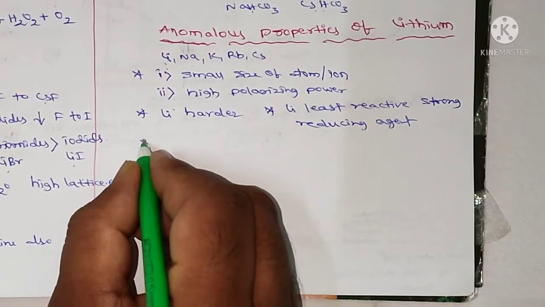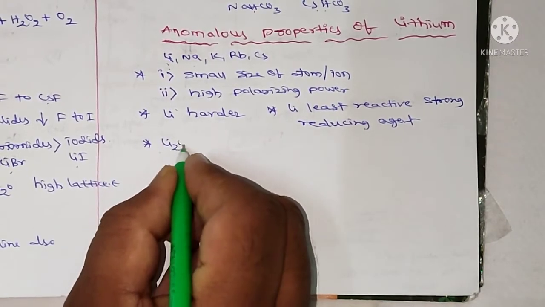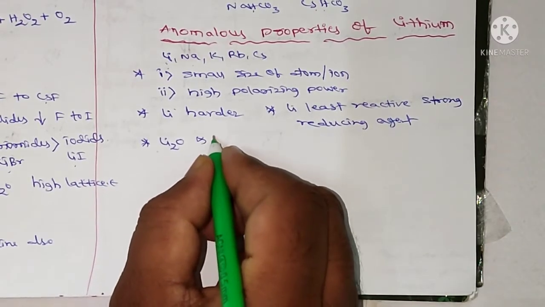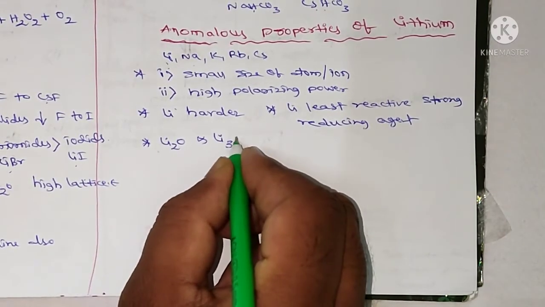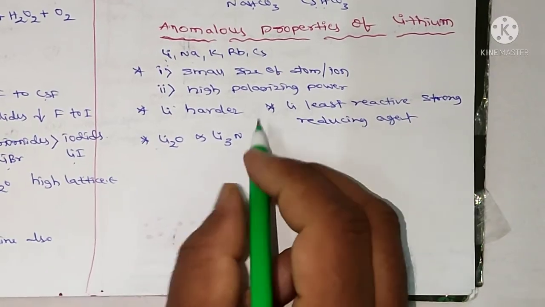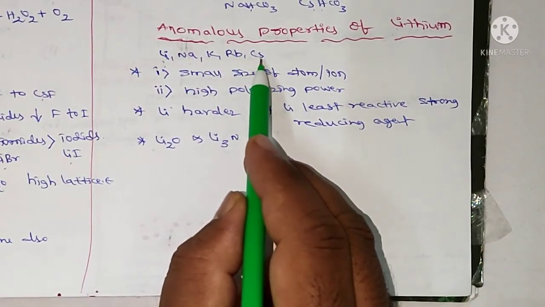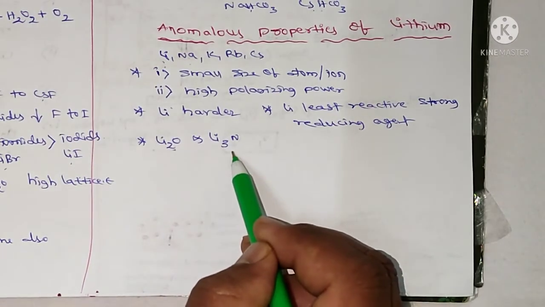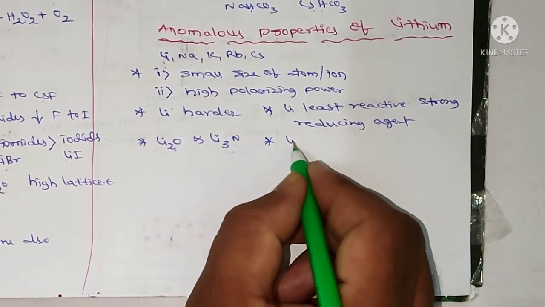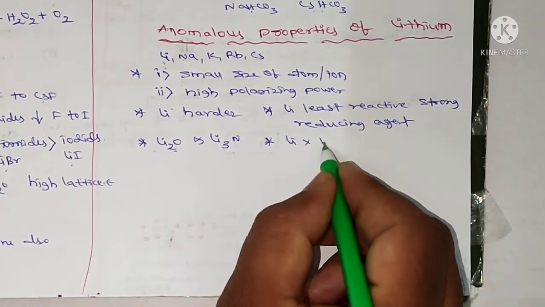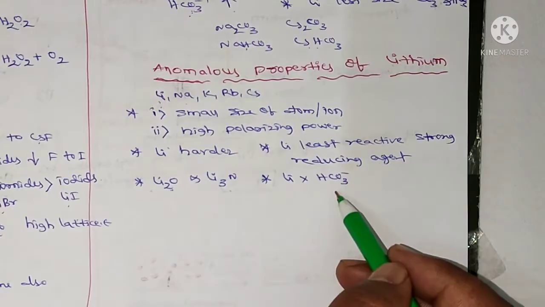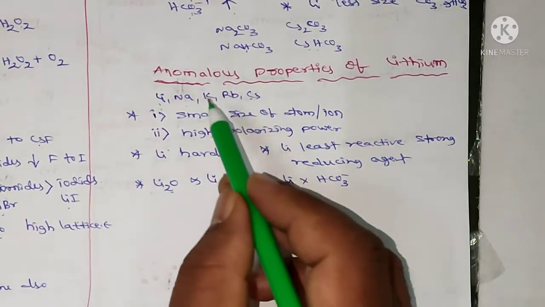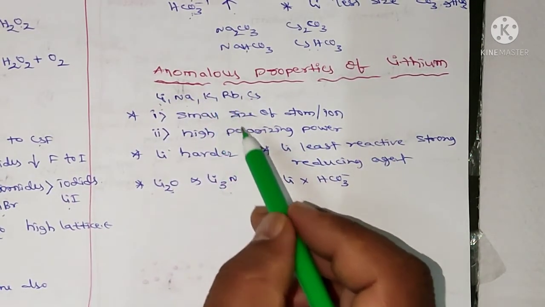And lithium forms monoxide, Li2O, and lithium nitride. But the other metals from sodium to cesium cannot form monoxides and nitrides. And lithium cannot form hydrogen carbonates, but the other metals can form the stable hydrogen carbonates and stable carbonates.